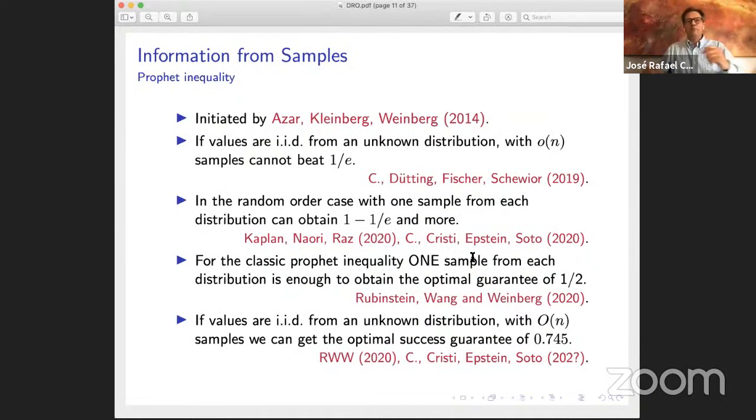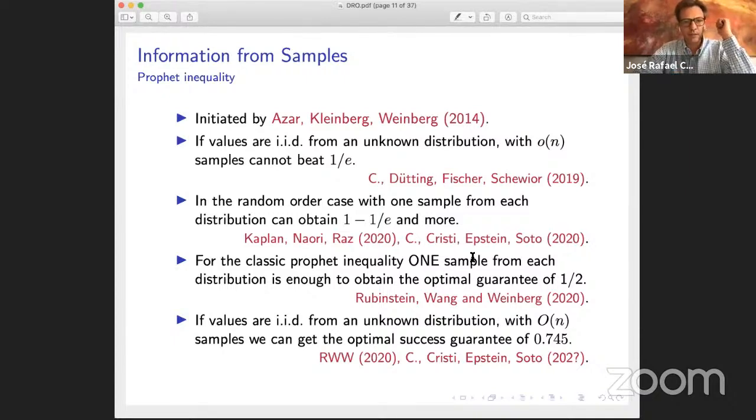Now, what about samples? If you think about samples, it makes more sense to think about the prophet inequality, because there, most of the results we know are for distributional settings. So we have random variables according to some distribution. The question that people started to ask, since this paper by Azar, Kleinberg, and Weinberg in 2014, was, what happens if instead of knowing the distribution, I have samples from these distributions? And there are a bunch of results along these lines.